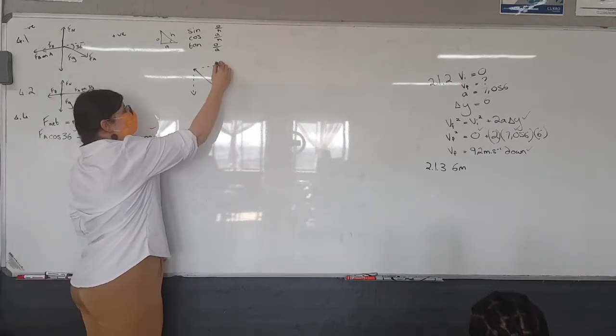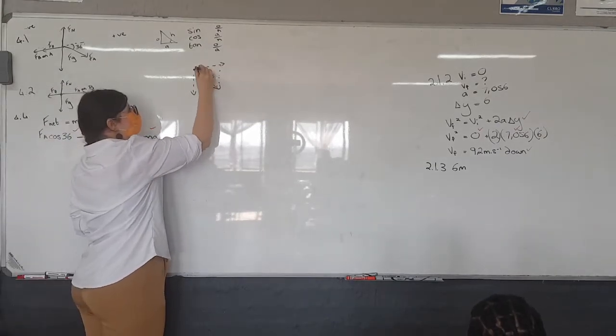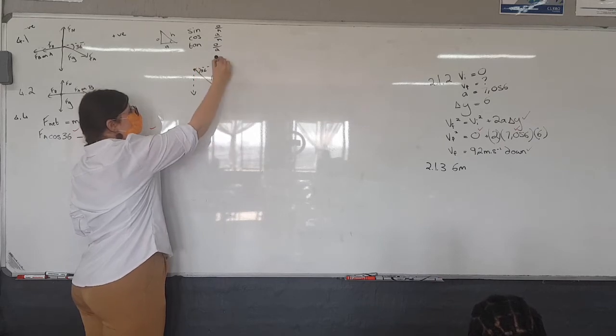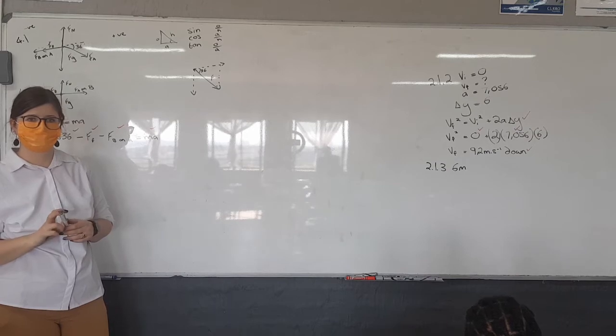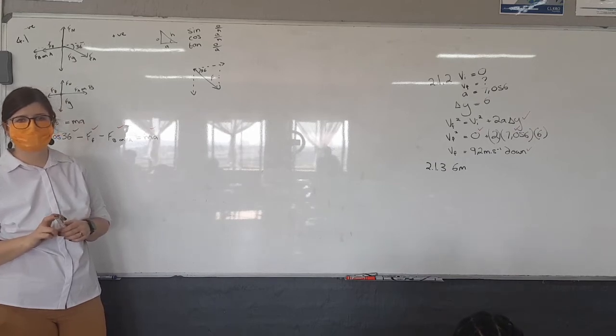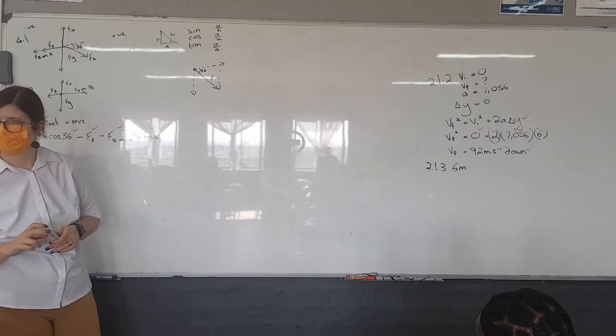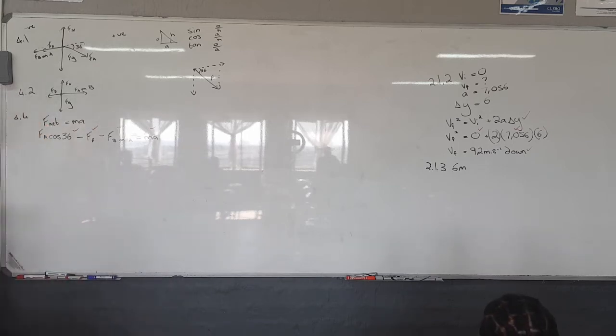So here's our triangle, here's our 36. We have to work out only the horizontal component. And what if you just say F cos 36? Yeah, F cos 36 is also fine. You have to say the cos 36 part though. Alright, so let's read our question.